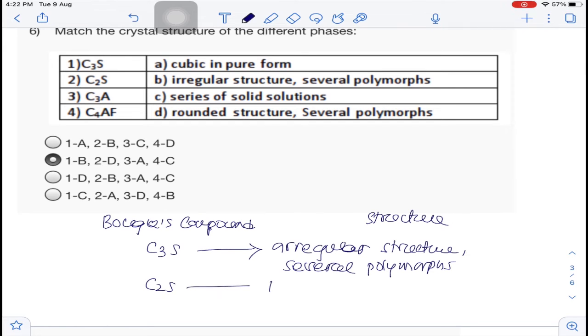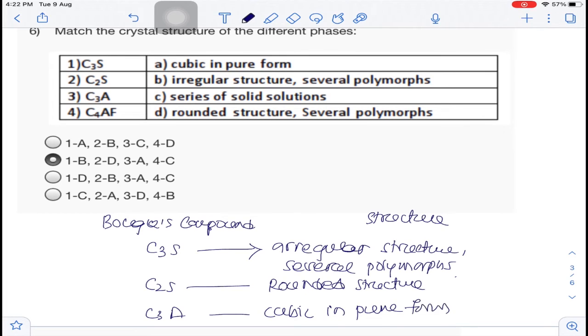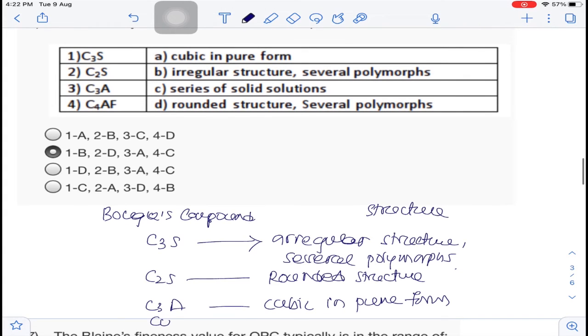And C2S has a rounded structure and also consists of several polymorphs. Coming to C3A, it is cubic in form, something like cubic blocks, cubic in pure form. And coming to C4AF, it is a series of solid solutions.